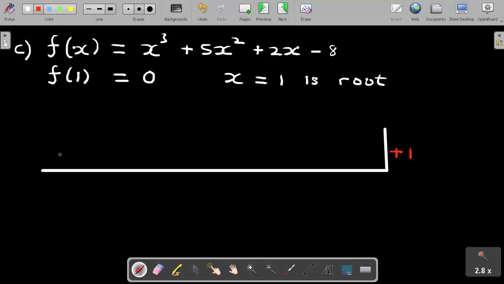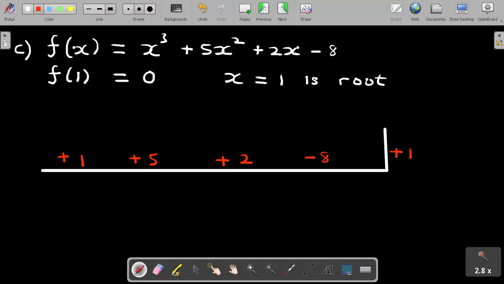This is 1, that's positive 1 there. What about x squared? That's positive 5. Okay, and then what about here? This one, it is positive 2. Okay, then we have negative 8.